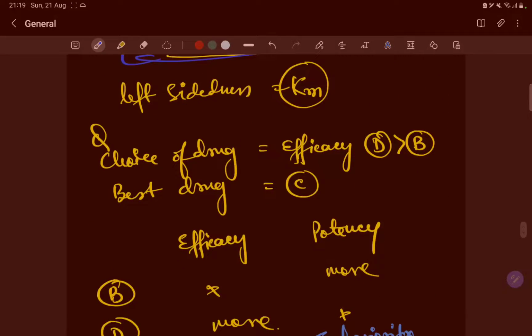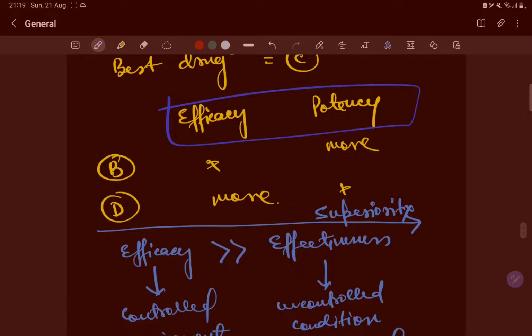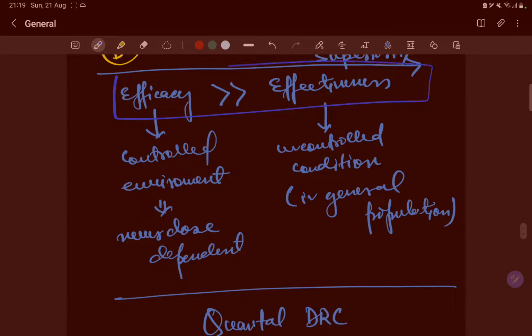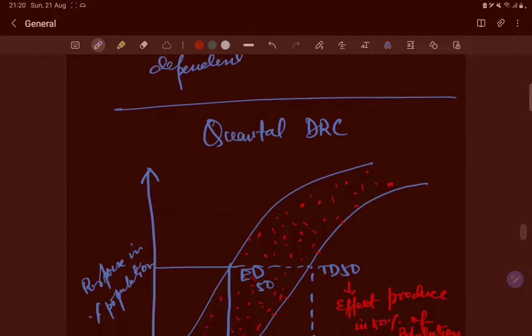Now forget about efficacy and potency. We have discussed efficacy and effectiveness, which are different concepts. Efficacy is in a controlled environment, effectiveness is in uncontrolled conditions, right? Efficacy is never dose dependent in the controlled environment. Effectiveness is in uncontrolled conditions in the general population, okay.